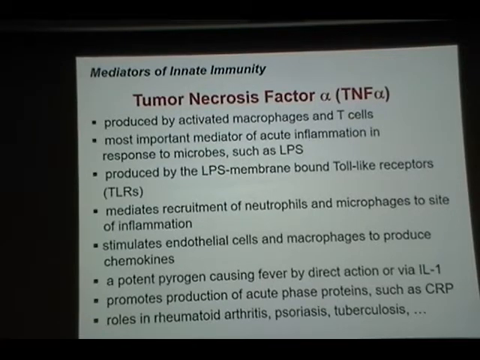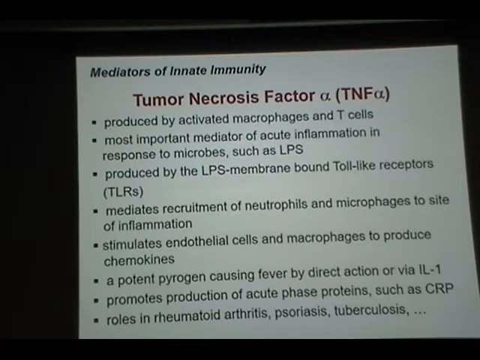So, TNF-alpha is produced by activated macrophages and T cells. TNF-alpha is a very important pro-inflammatory cytokine. It is induced by LPS through membrane-bound toll-like receptors, and TNF-alpha can also be induced by IL-1. TNF-alpha mediates recruitment of neutrophils and macrophages to the site of inflammation. Therefore, this is a pro-inflammatory cytokine.